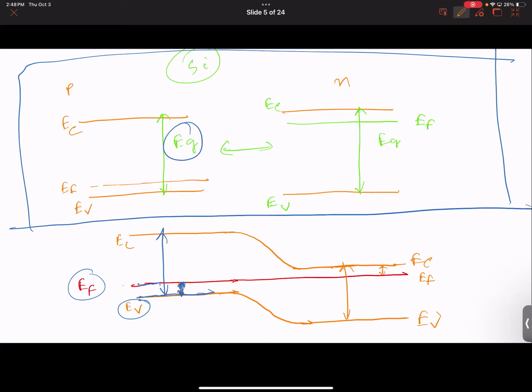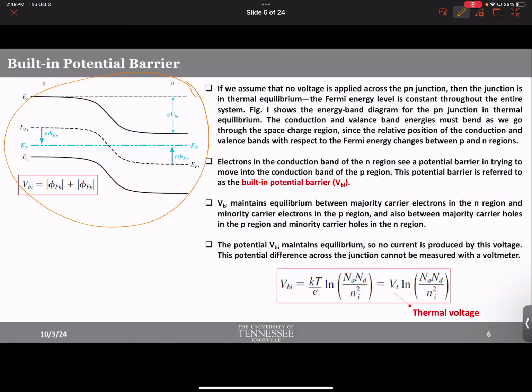Okay. Do you remember everything now? This is all in thermal equilibrium. And by the way, there is a barrier sitting here. Imagine the electrons in the conduction band, when they try to get to the other side, the p-type material, they will encounter a barrier, a potential barrier built into the p-n junction. So that's the name, built-in potential. Okay. So that built-in potential was this one. And I just gave you this equation. I told you that the built-in potential depends on the doping concentration, the concentration of acceptor and donor, as well as the intrinsic carrier concentration of the material.